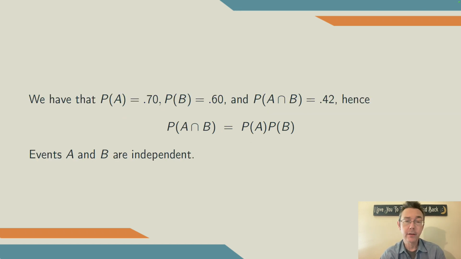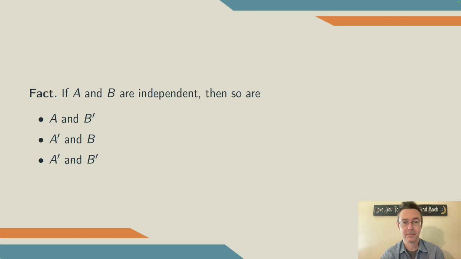Now we can check the condition for statistical independence. The probability of A and B is 0.42. The probability of A times the probability of B is 0.7 times 0.6, or 0.42. Those probabilities are the same, so the two events are independent of one another. One important fact is that if the two events A and B are independent, then so are their complements in any sort of combination that you might choose. A and B complement, A complement and B, A complement and B complement. All of those things are independent.